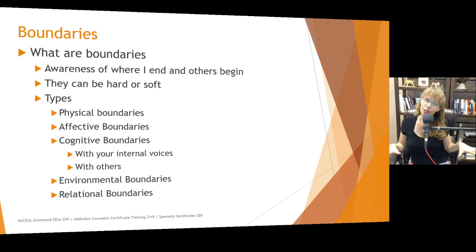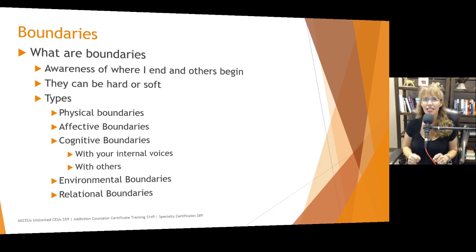Environmental boundaries, similar to physical boundaries, but not quite the same. Environmental boundaries have to do with my stuff. It can be whether it's your diary or your drawers. Some people have environmental boundaries. They don't like other people washing their delicates, we'll call them. There are a lot of different environmental boundaries, but it involves your stuff and what makes you feel safe and what you're okay with other people looking at, touching, messing with, and what you're not.